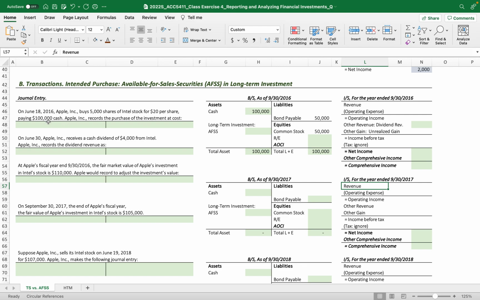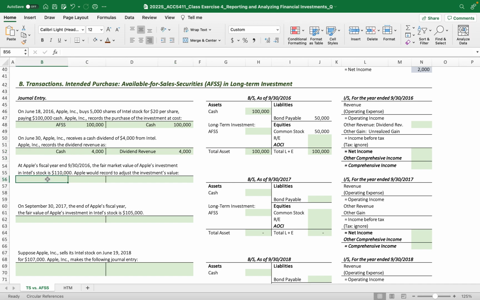So here, when the company purchased the available for sales securities, $100,000, and then cash, exactly same amount, and then the company received cash for the dividend, 4,000, asset up, and then that is the revenue, right? But it is not dividend revenue first. It's not their main activities. So it is other revenue part.